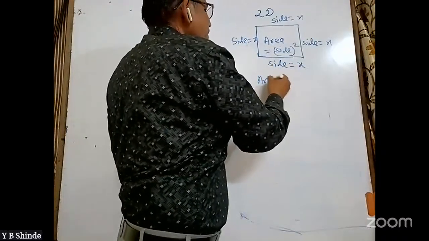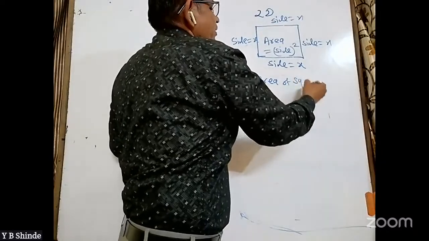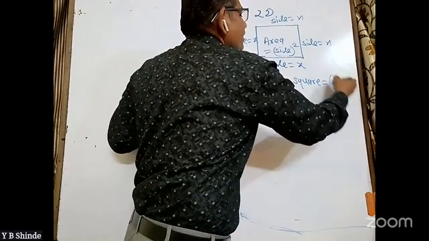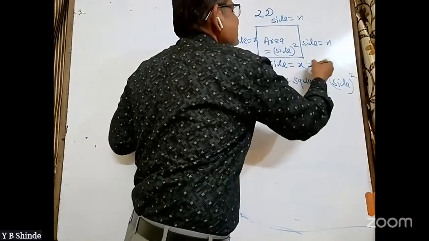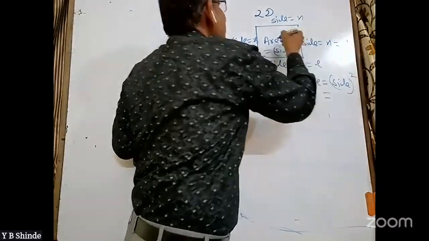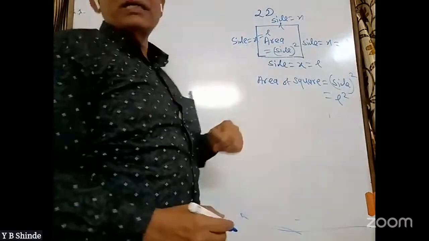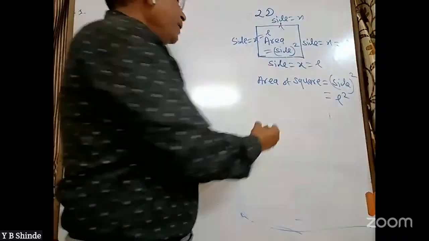So area of square will be what? Area of square will be side square. You will have side, say L. I have considered x, you can consider L. L square. Area of square is L square.